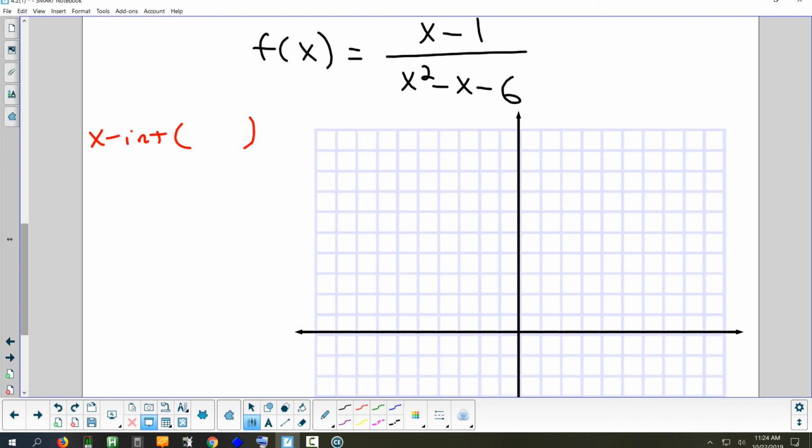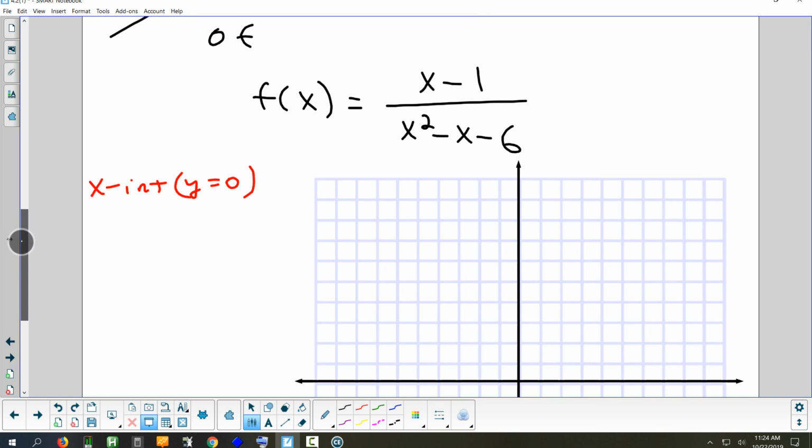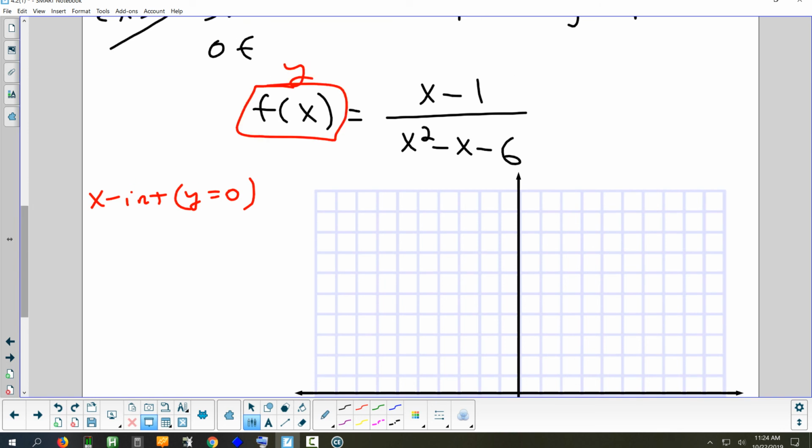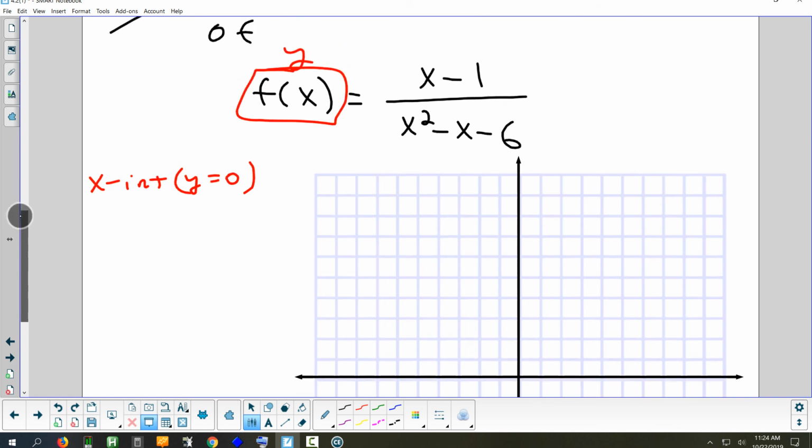How do you find the X-intercept again? Plug in 0 for y. Remember, this is y. F of x is just another name for y. So if we set that fraction equal to 0, we just have to solve. Well, you want a fraction to equal 0. What's the only way a fraction can ever come out to 0? If the numerator equals 0. So basically, if you can tell me when that's true, that's going to be my X-intercept of this graph. When x is 1.